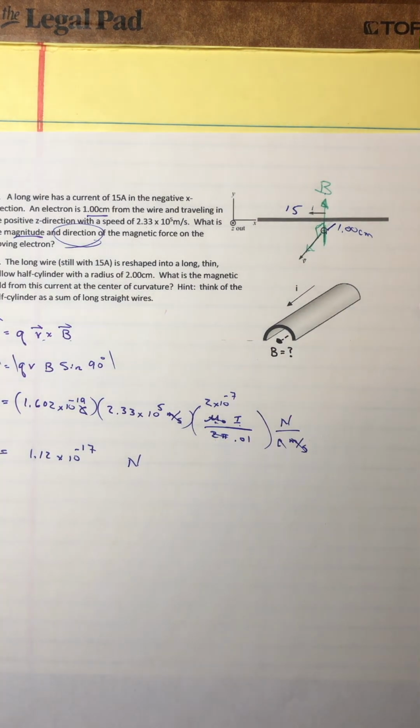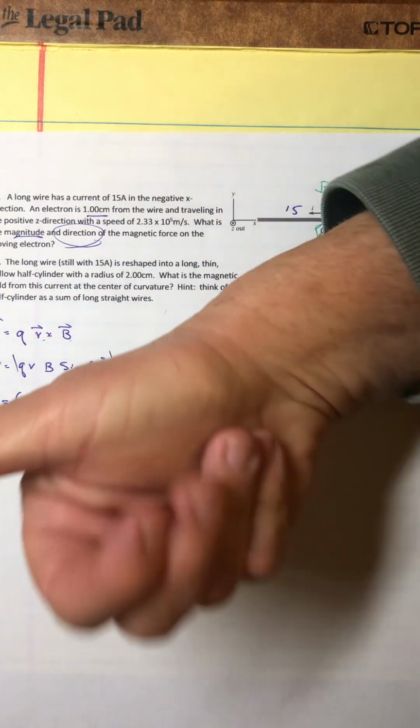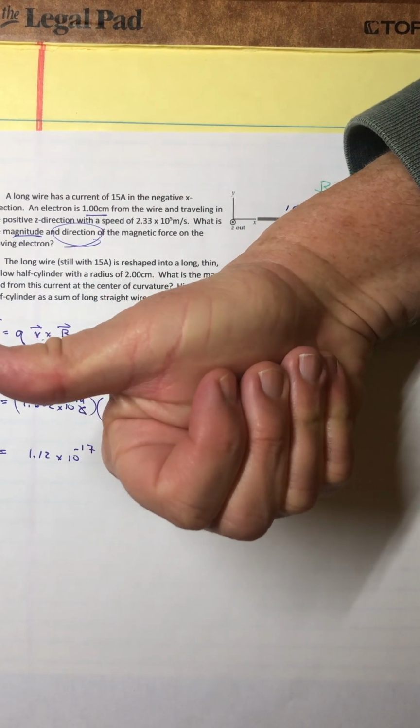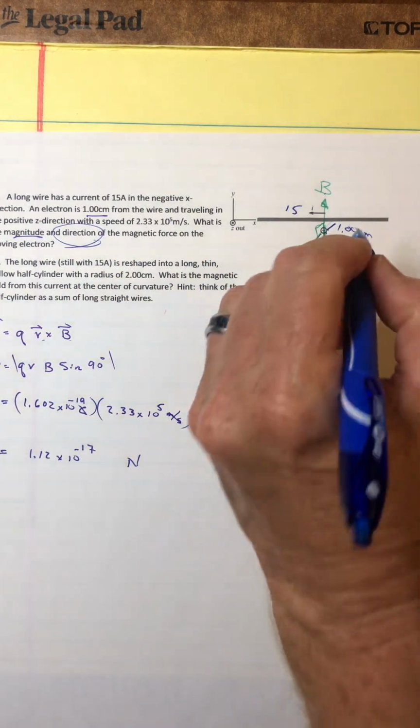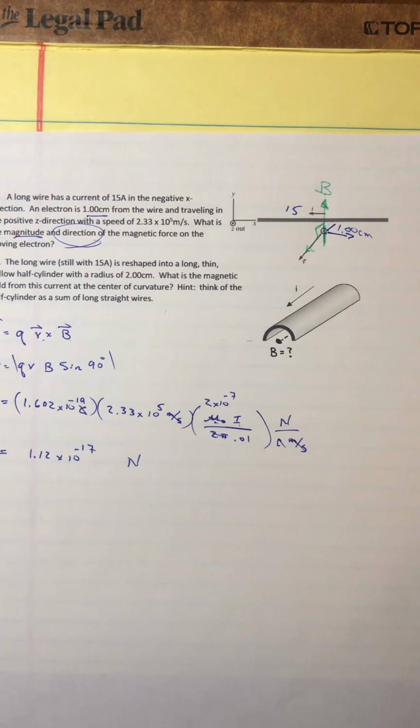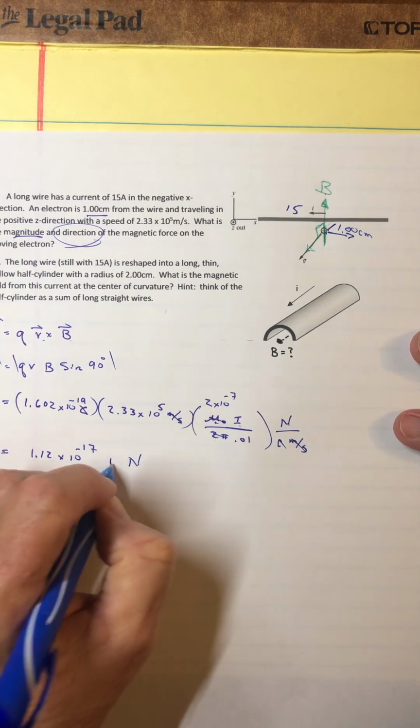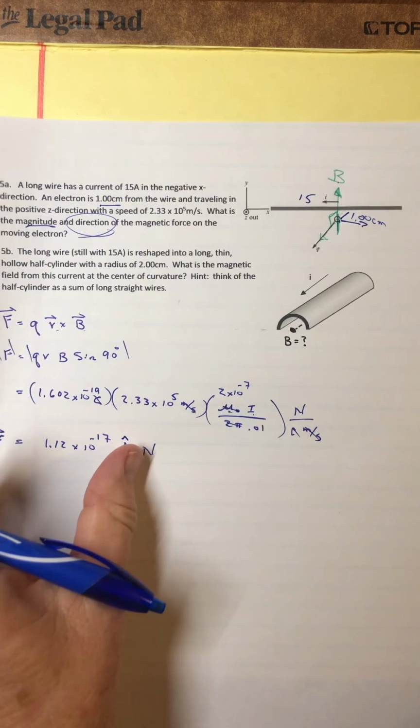And so that's my V cross B. Then I would multiply it by a negative because it's an electron. And so it would be along the x direction here. I guess that would be labeled as an i hat direction.